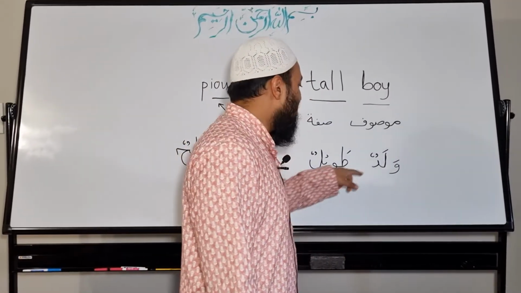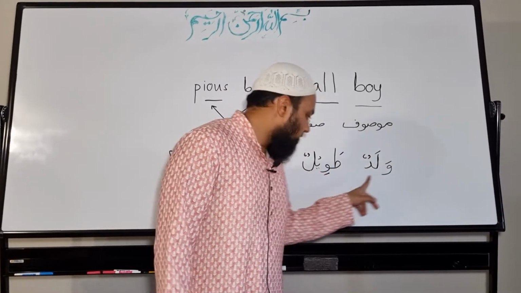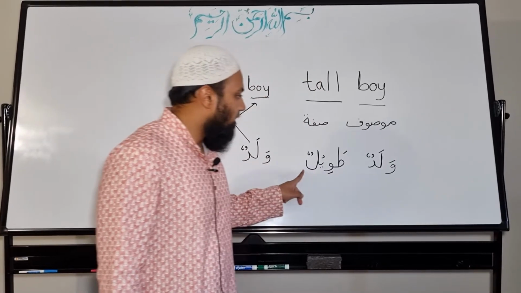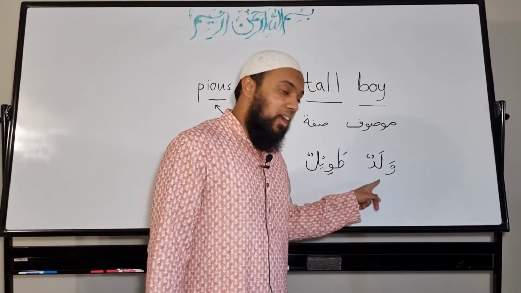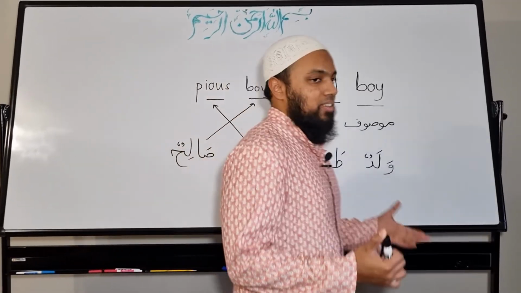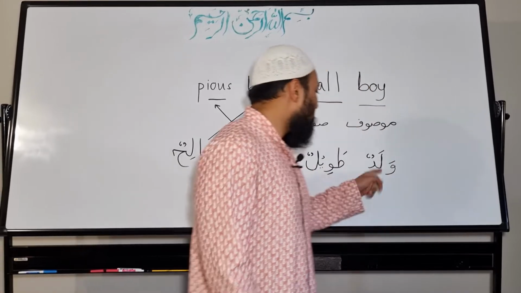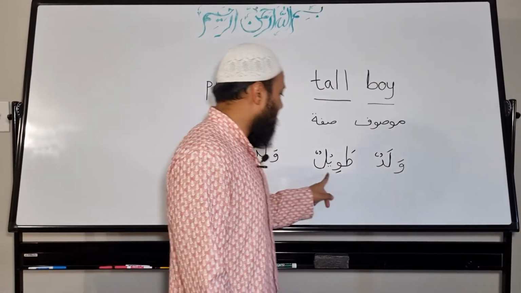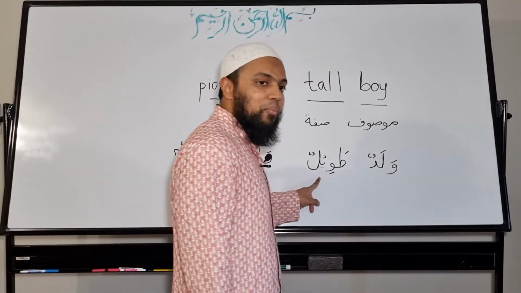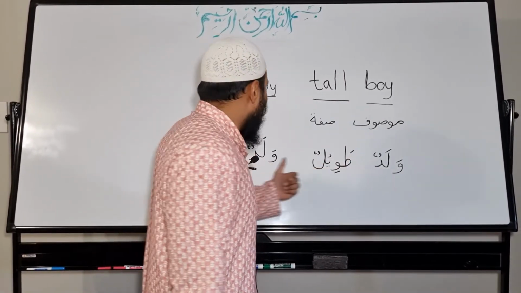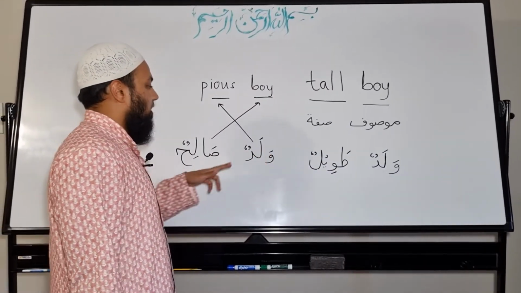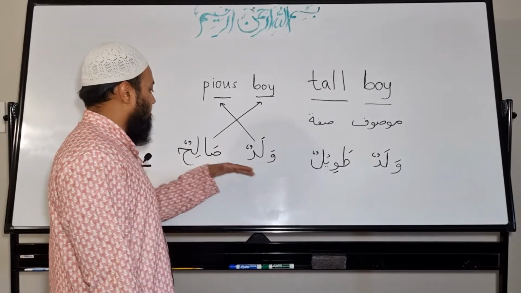If the mausuf is wahid, sifat will be wahid. If the mausuf is jama, sifat will be jama. If the mausuf is musanna, sifat will be musanna. What about wus'at, ma'rifa and nakira? If the mausuf is nakira, sifat will be nakira. If the mausuf is ma'rifa, sifat will be ma'rifa. So this is a nakira murakkab, waladun salihun.